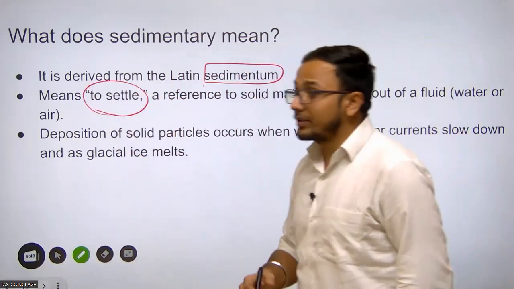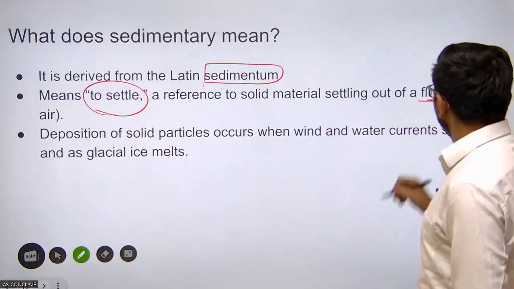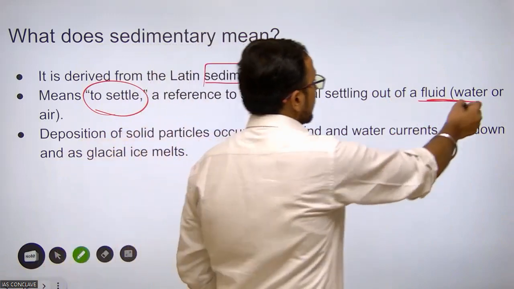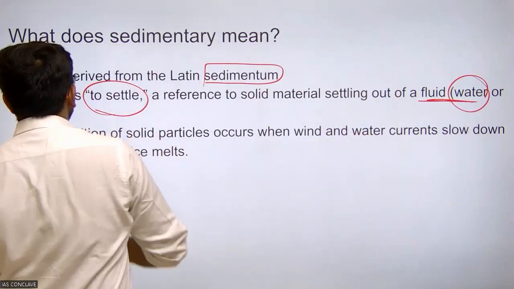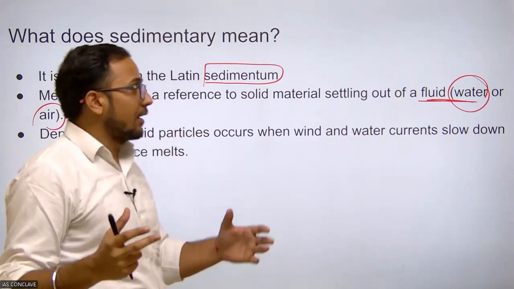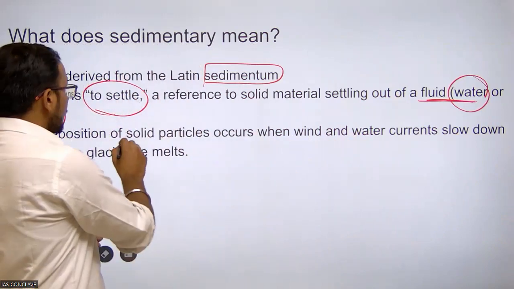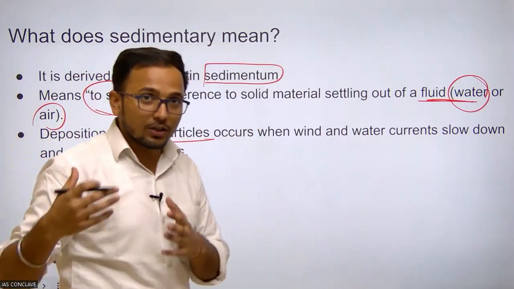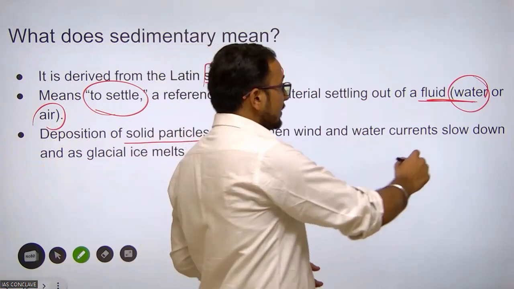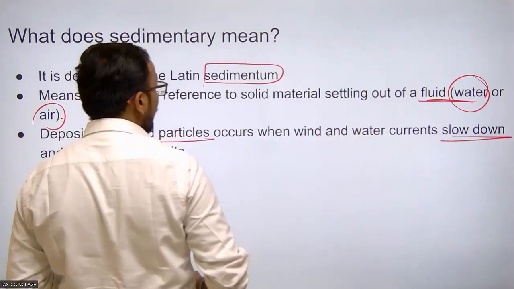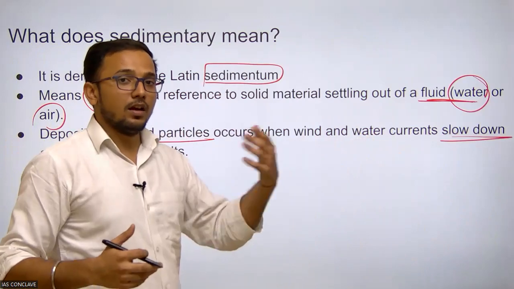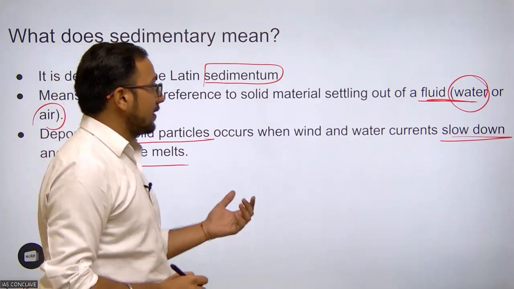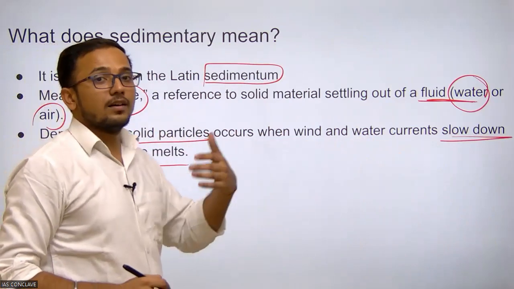To settle down from the fluid, and these fluids can be erosional transporting agents, such as water, air, waves or glaciers. So this can be anything. Deposition of solid particles occurs when wind, water, or other transporting agents slow down. When they slow down, their carrying capacity declines significantly, as when glacial ice melts. So deposition starts.